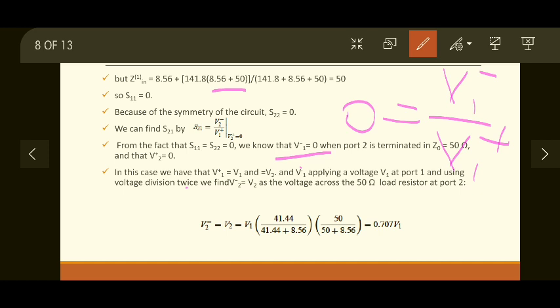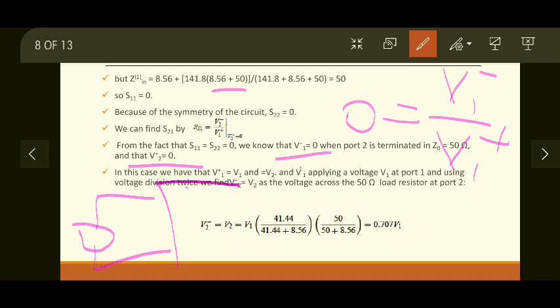Now how is V2 plus 0? If you recall, V2 plus is an incident wave on port 2. But we are matching port 2 with a load of characteristic impedance Z0. That means there is no incident wave. If there is no incident wave, V2 plus becomes 0, no incident wave on port 2. In such a case, we have an incident wave on port 1 as V1, that is our input signal of port 1.